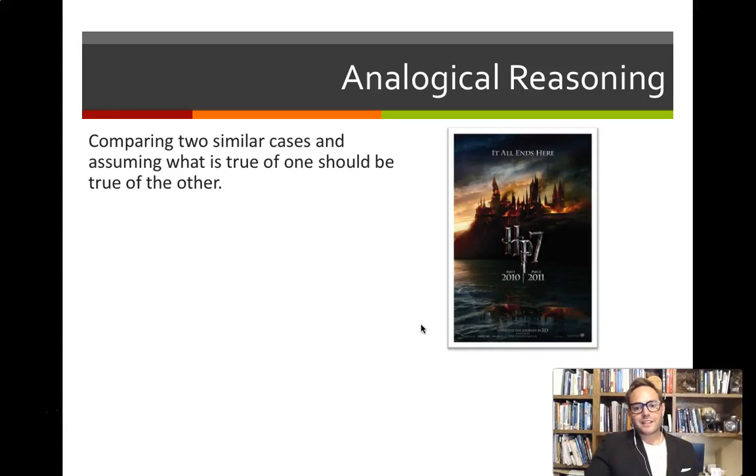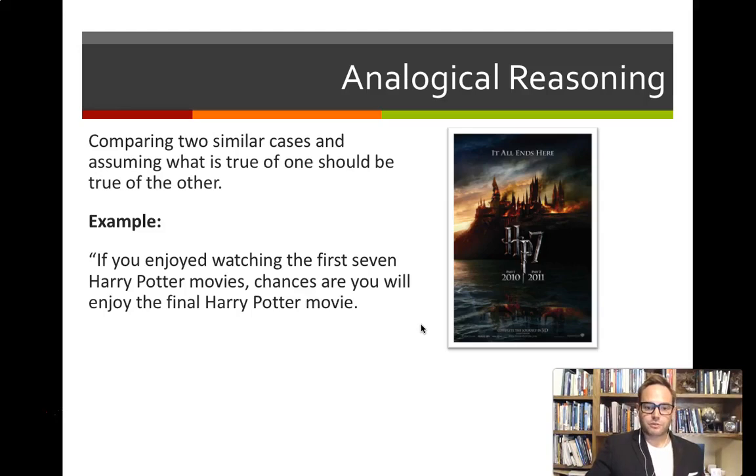Let's go ahead and jump into analogical reasoning. This is where essentially we compare two similar cases and assume that what is true for one should be true for the other. So it's like this cross-comparative analysis between two similar cases in which we're trying to make that relationship or justify. So again, here's an example. If you enjoyed watching the first 7 Harry Potter movies, chances are you will enjoy the final Harry Potter movie, right?